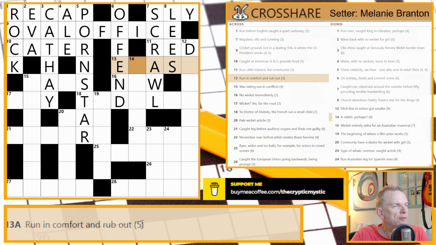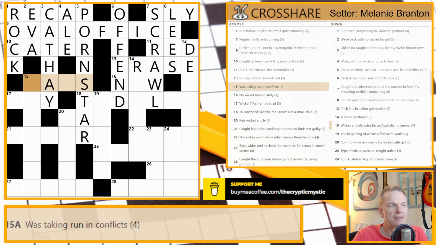Run in comfort and rub out. Now, run can be abbreviated as an R. In comfort, comfort could be ease. So this means rub out, doesn't it? So we put the R inside, so it's a container clue. R inside ease gives us erase. Cool. 15 across. Was taking run in conflicts.